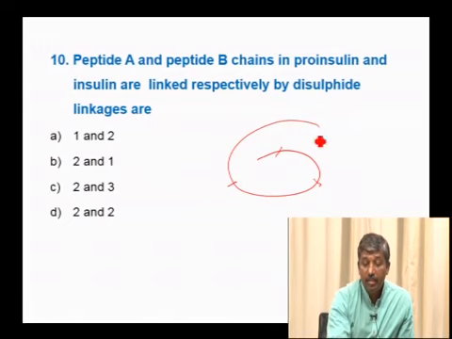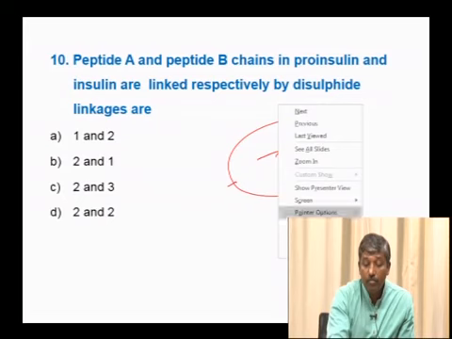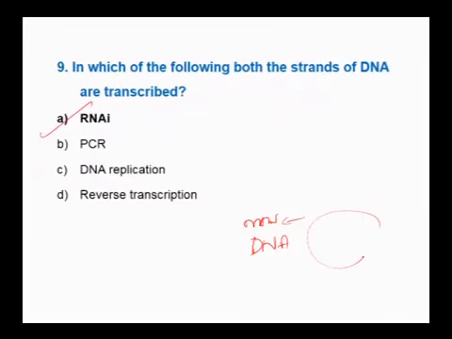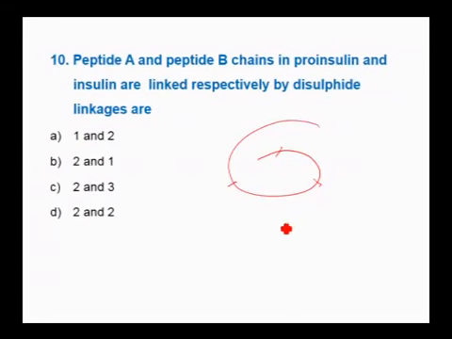So, chain A, chain B. When it is cleaved, chain C is removed. So, chain C, chain B, chain A are connected through 2 peptide bonds in both the pro-insulin as well as insulin, hence the right option is 2 and 2.